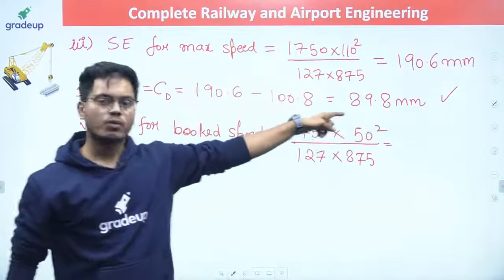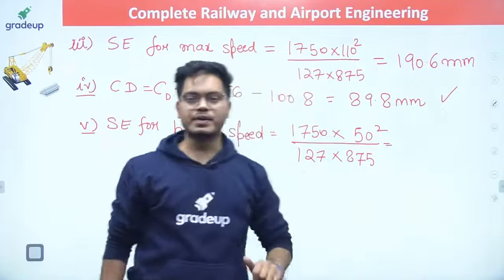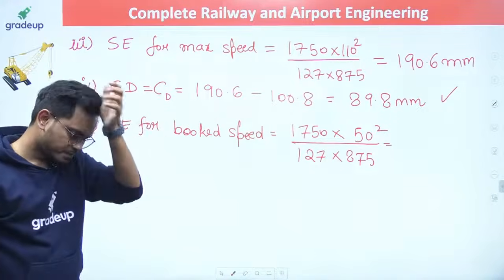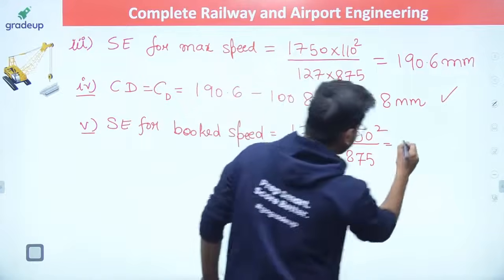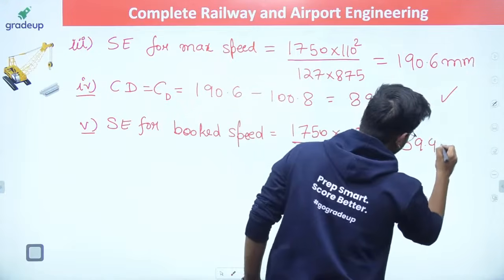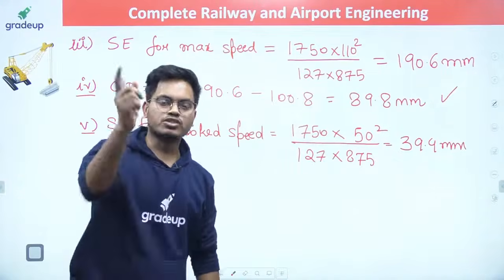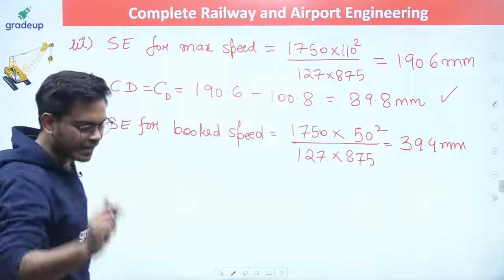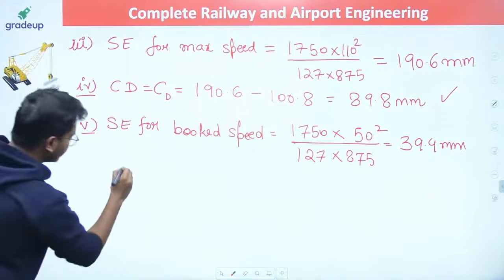100 mm was the limit for your high speed, or you can say more than 100 kmph velocity, right? So this is how much? This is 39.4 mm. I have the answer already with me. Now guys, check for cant excess, and tell me if cant excess is under limit or not.